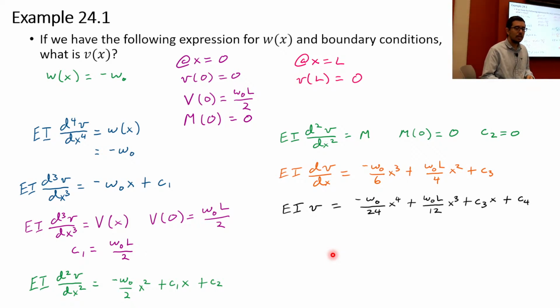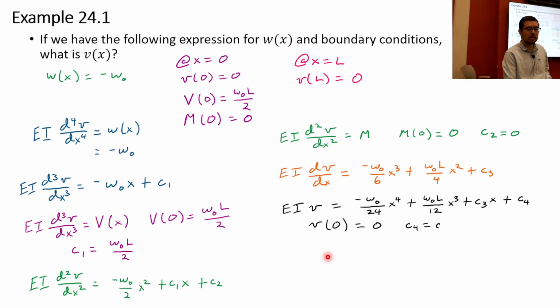And we have now gone all the way out and we have EI V, right? So if I want the V, I just do 1 over EI times this whole thing on the right. But I don't know C3 and I don't know C4. Well, I do know V at 0 and I know V at x equals L, right? So I've got two unknowns, C3, C4, and I've got these two boundary conditions. So I can figure out what they are.